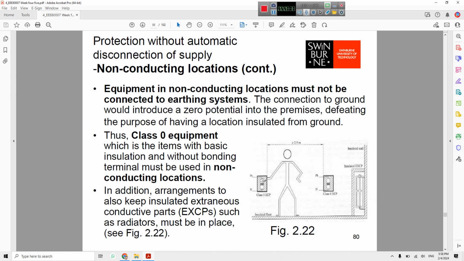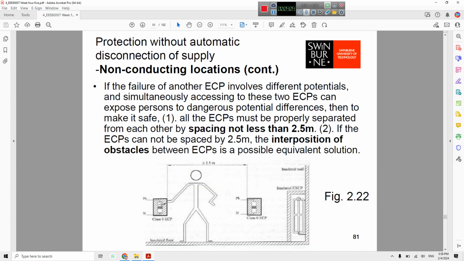So you can see this one, the radiator here at the right hand side is somehow insulated. So the guy here, as you can see at the mid, if touching the class 0 ECPs at the left hand side, on the other hand cannot touch the right hand side because the distance is more than 2 meter, 2.5 meter. Yeah, it's mentioned here.